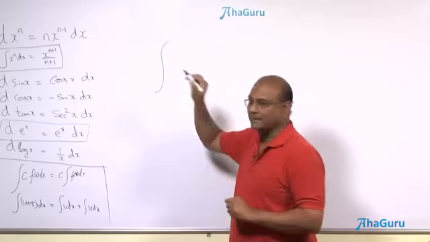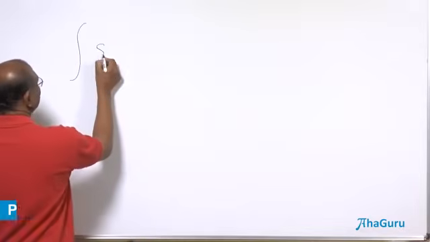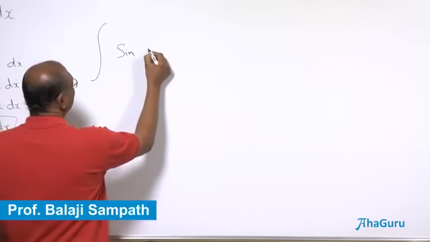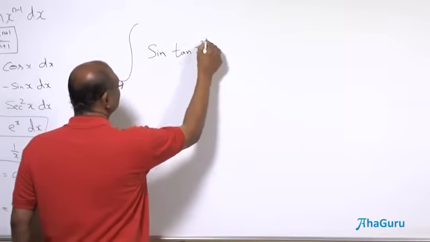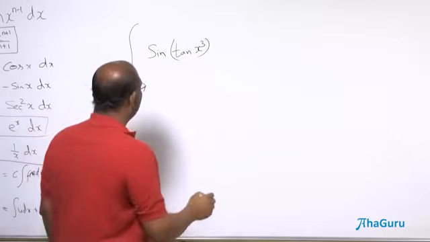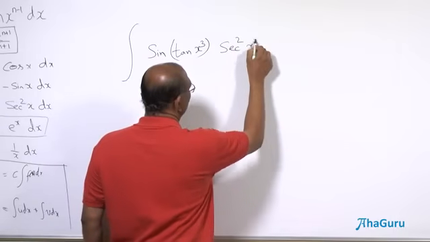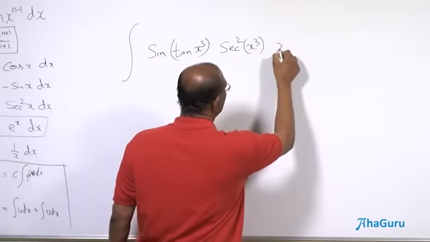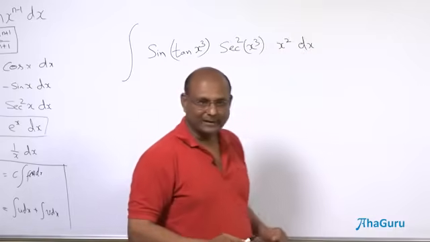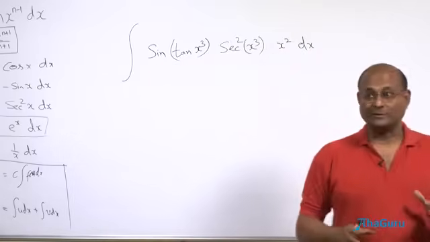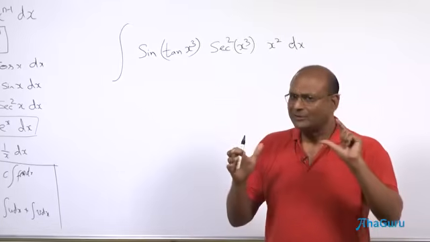Let us start with something that looks like this. I want to integrate sine of tan of x cube, into secant square of x cube, into x square dx. We want to integrate something that looks like this. Now, you could start by guessing one quick function which, differentiated, will give us that. Actually, it's not that complex.